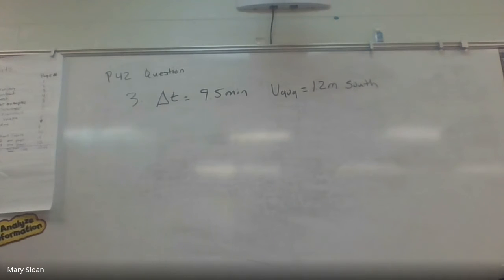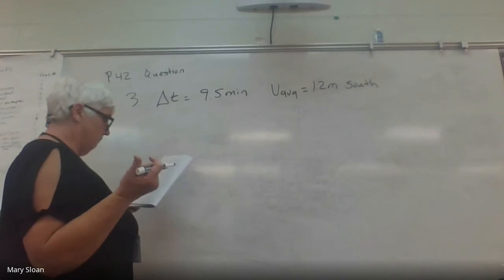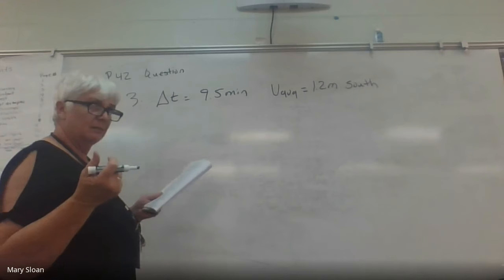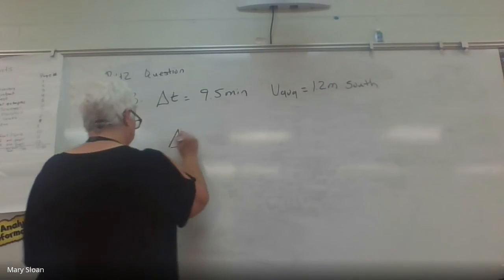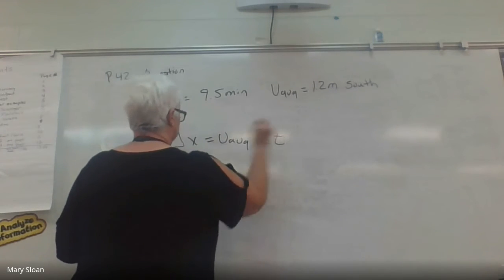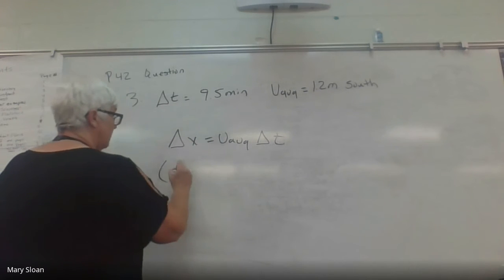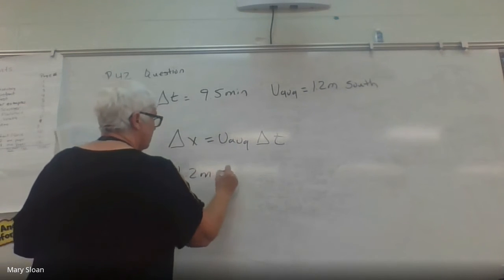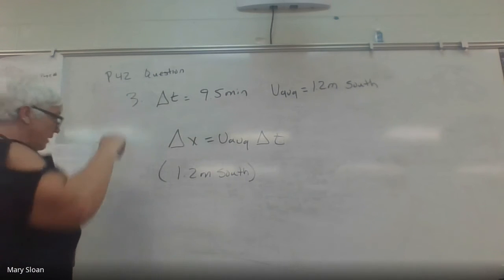Am I good with variables already? Okay. I'm looking for change in position again. Okay. So, average velocity, 1.2 meters per second north. Change in time.